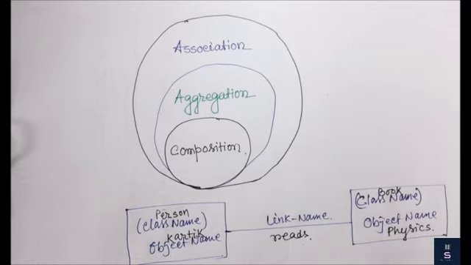In association, it describes a group of links with common structure and common semantics between two or more classes, and association is represented by a label, compared with this one, a label with the association name in italic form. So we can write like this. This is my link name, or you can say it's an association name.